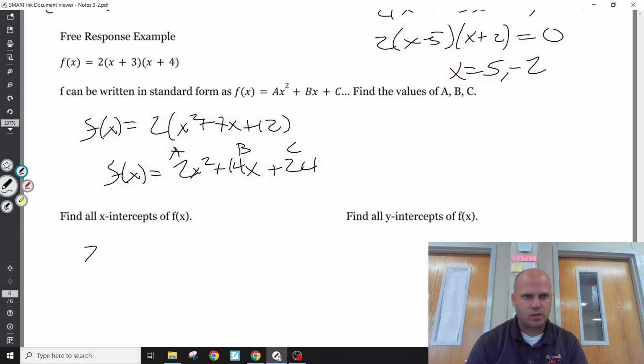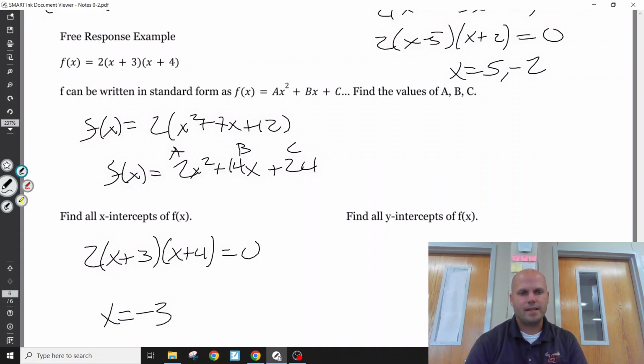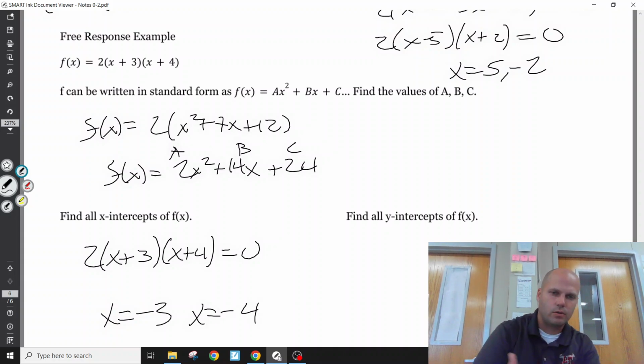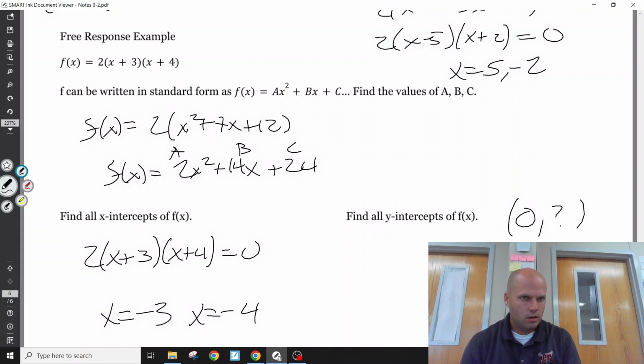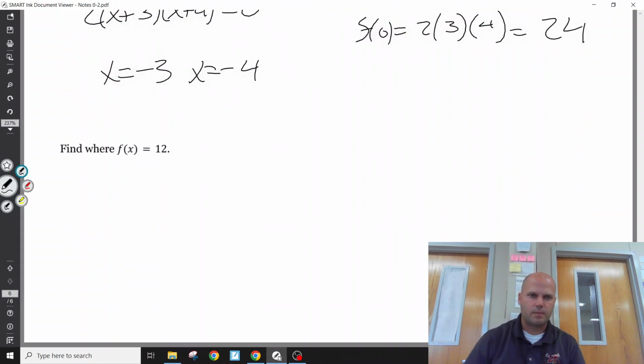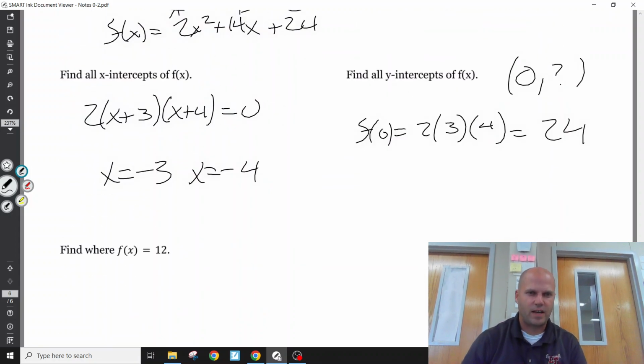Find the x-intercepts. Easily done. I can see negative 3. I can see negative 4. Don't include anything else like 2. If you plug in 2 for x, you don't get 0. The y-intercept, don't forget the y-intercept is when x is 0. When x is 0, f of 0 is 2 times 3 times 4. 12 times 2 is 24. That's the y-intercept.